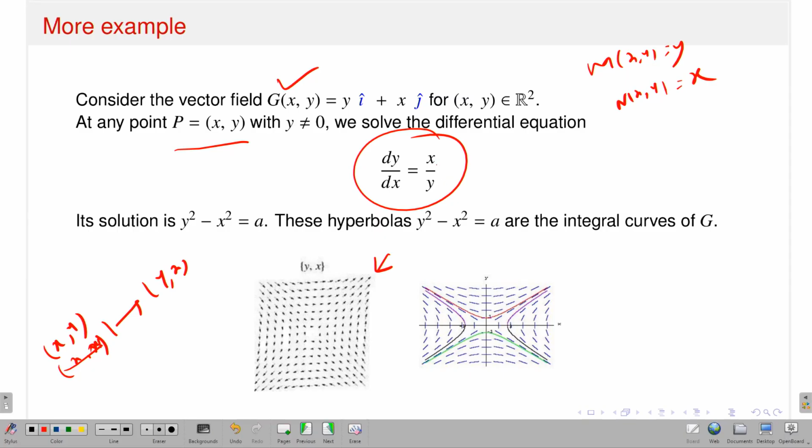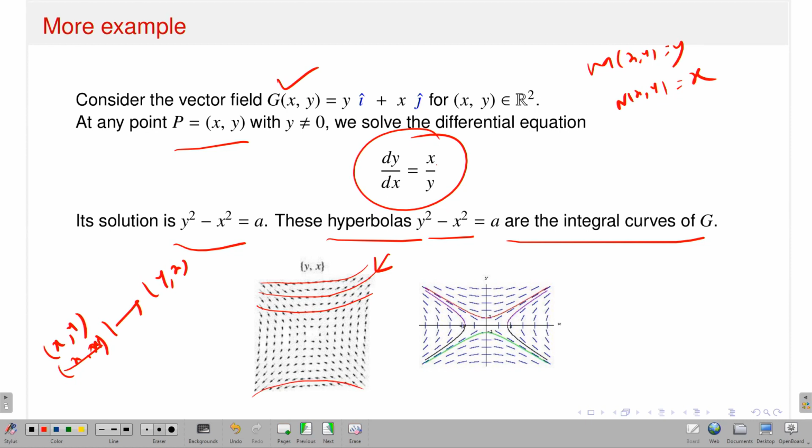Now it's a simple differential equation, right? If I solve it, what is the solution? y squared minus x squared is equal to a. That means it will give you the hyperbola. Okay. So therefore these hyperbolas y squared minus x squared equals a are the integral curves of G. In fact, you can also guess from the arrows, it's like this, it's like that.